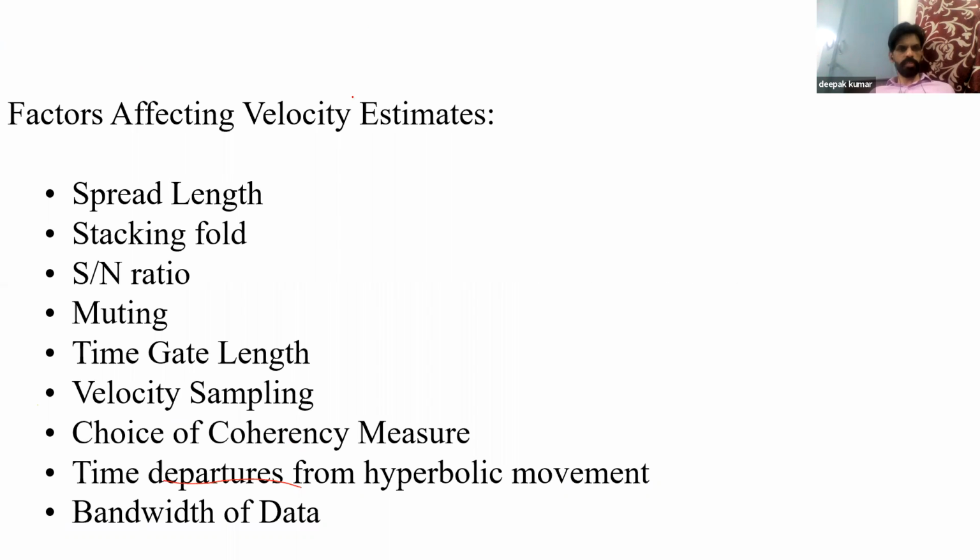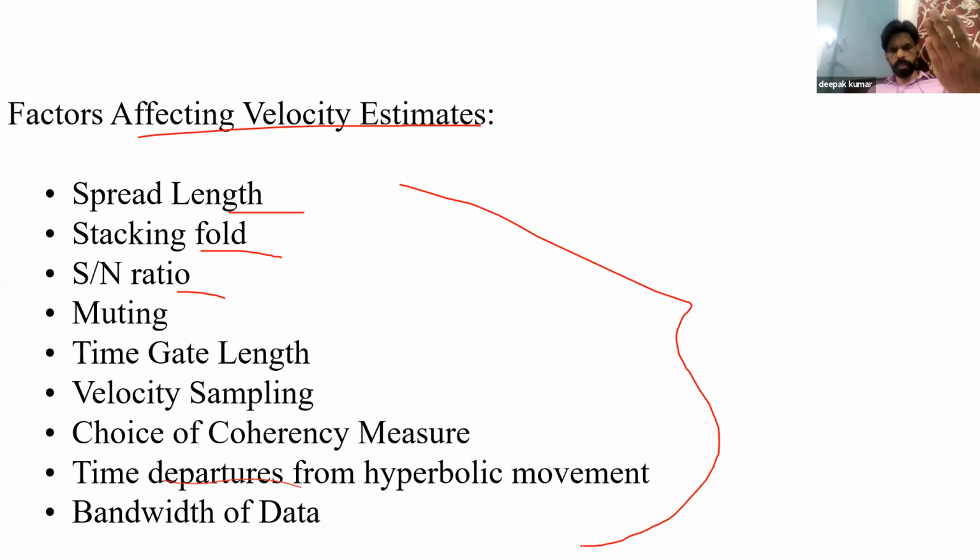These are the factors which affect the velocity estimation: the spread length, stacking fold, signal to noise ratio, muting, and these are all things which we just discussed. These all affect our velocity analysis. So we have to be extra careful while processing seismic data because each step will have an effect on the velocity analysis.